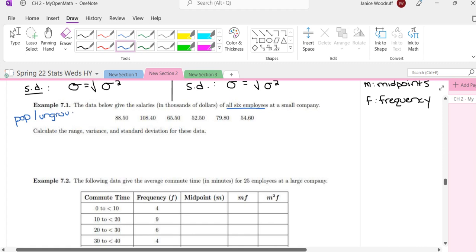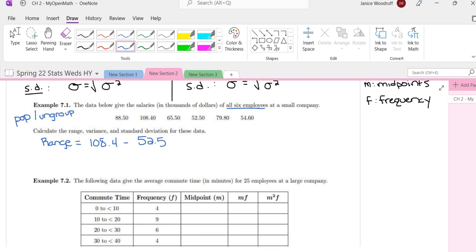If you look at 7.2, that's grouped because you have these commute times that are ranges of values. These are just single values. So it's a population, it's ungrouped. We want to find the range, the variance, and the standard deviation. Range, biggest number minus the smallest. What's the biggest number here? 108.4. Smallest? 52.5. So let's go ahead and do that.